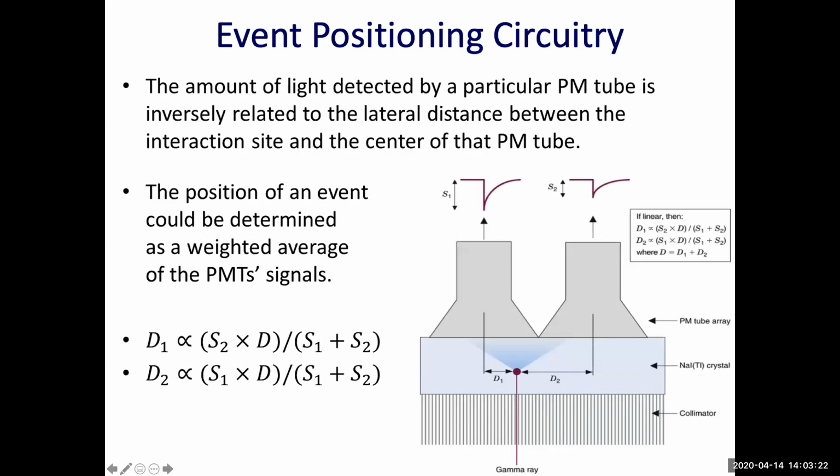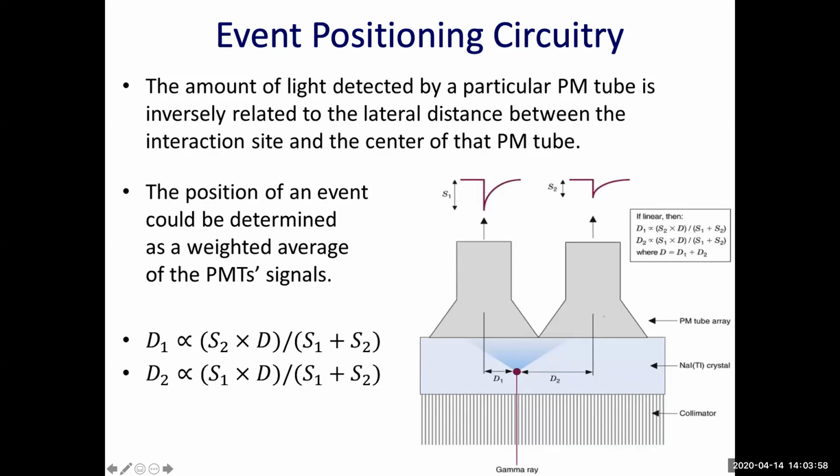So event position circuitry, just to give you the idea, the principle behind that. The amount of light detected by a particular PMT tube is inversely related to the lateral distance between the interaction site and the center of the PMT tube. Ideally, the relationship between signal amplitude and the location with respect to the center of the PMT tube would be linear. What does it mean here?